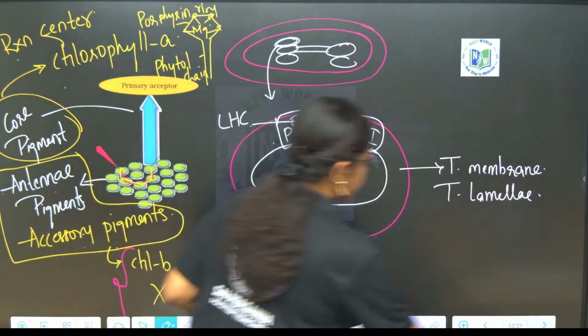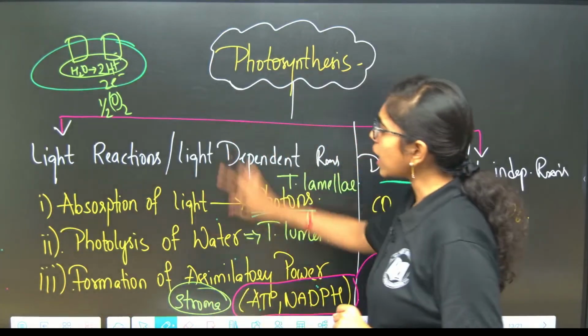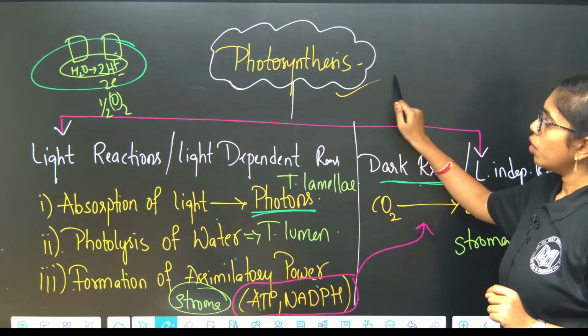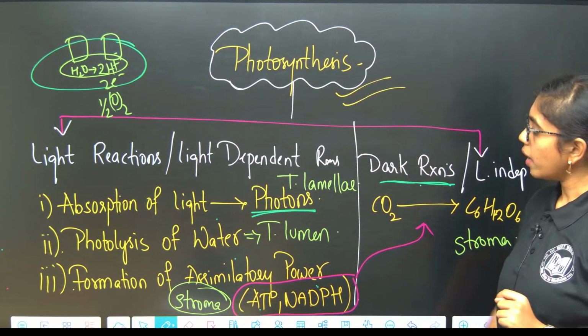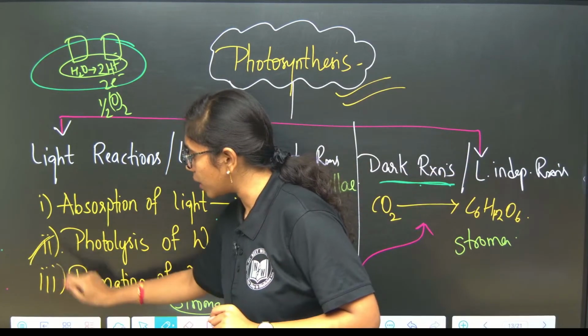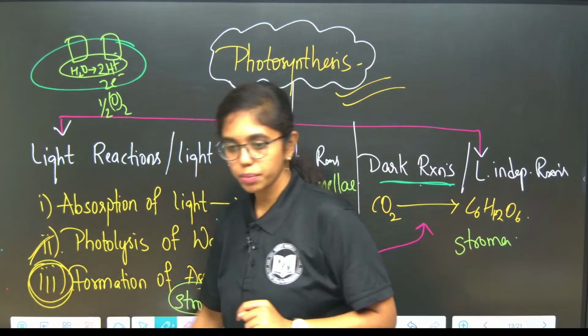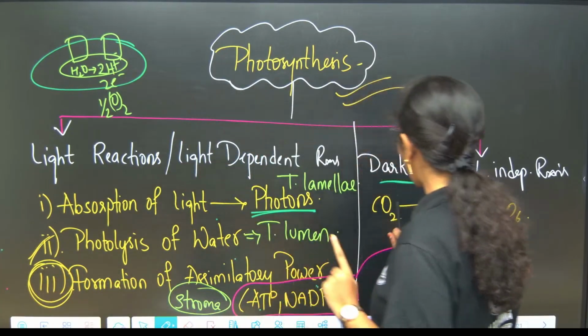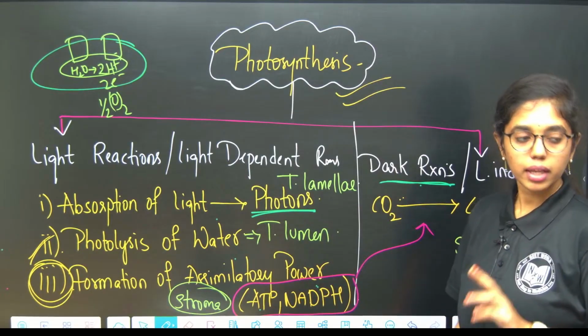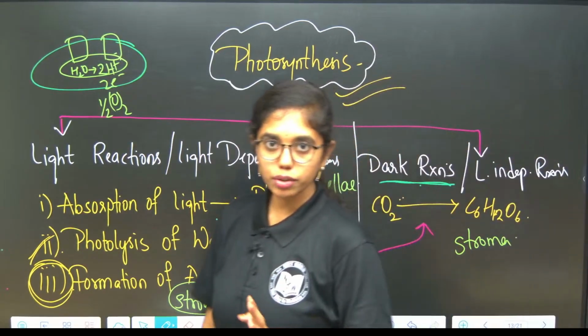Clear, right? Next. These are the sequence of the reactions of photosynthesis, of which till here it is clear to us. Formation of assimilatory power we will look into tomorrow, and dark reactions as well. Clear now? That's all for today, and thank you.